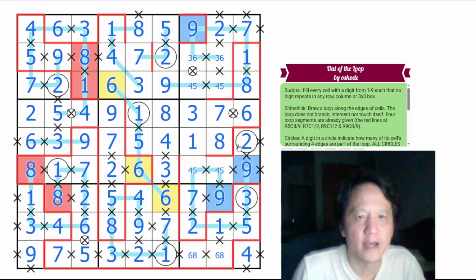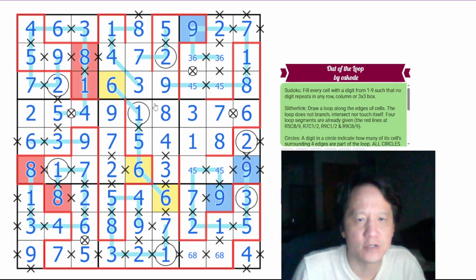This has to go back out that way. Can't go down because that would form a loop by itself. So it must go here, which means it connects to here. This has to go down that way. It's 2. It can't close off, so it must go here.